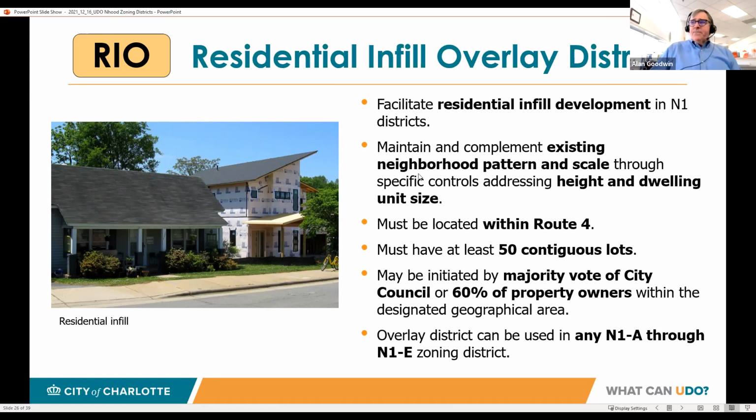I apologize, this slide should have been modified. The third bullet says it must be located within Route 4. We have taken that requirement out, so ignore that one. But you have to have at least 50 contiguous lots to establish the residential infill overlay district. This can be initiated by either a majority vote of the city council or by 60% of property owners within the proposed overlay district. And we can use this in any N1A through N1E district.